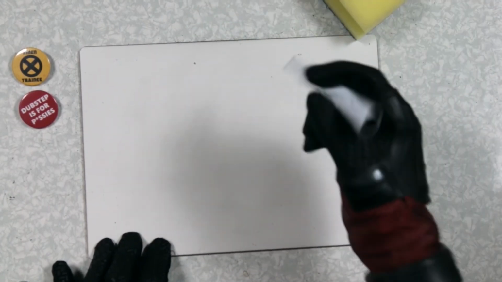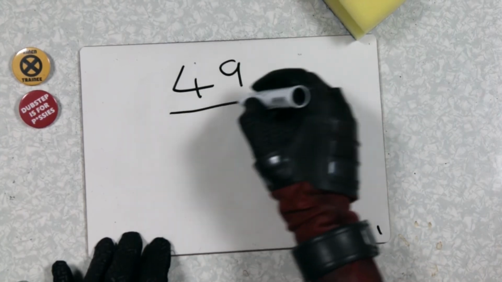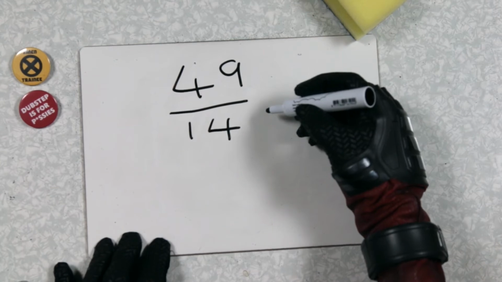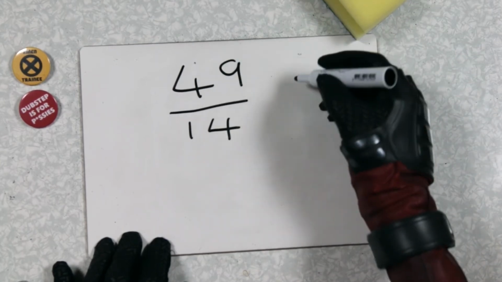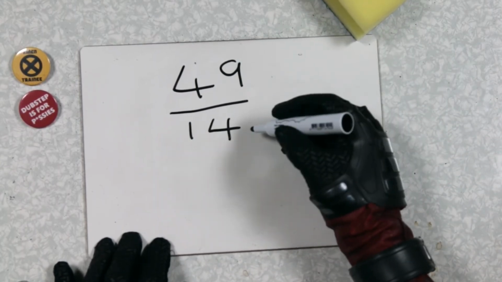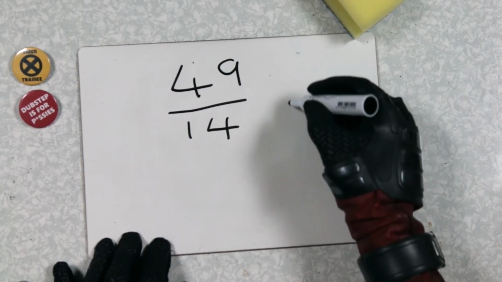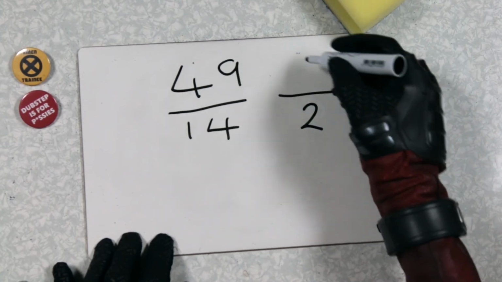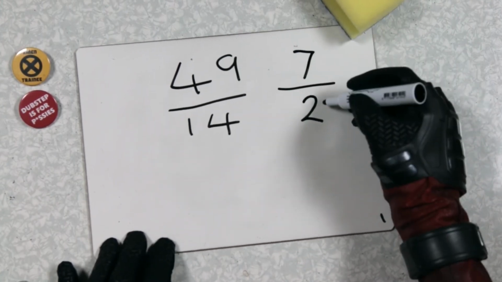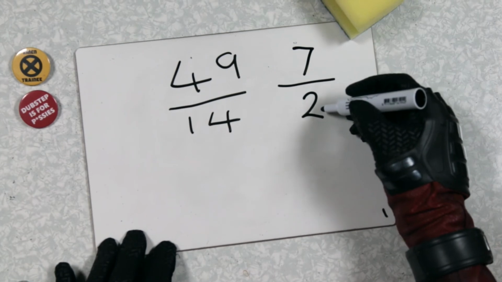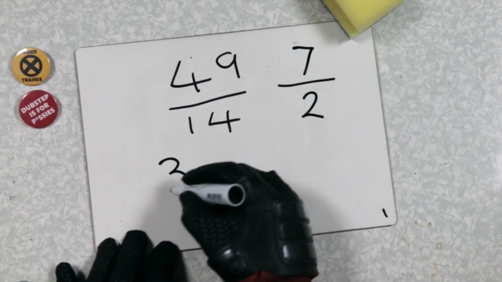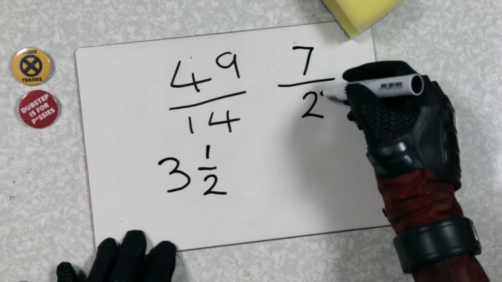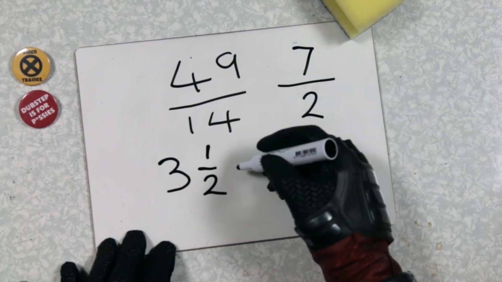It also works with improper fractions. Let's say we have 49 over 14. Can you see a number that goes into both of those? Okay, well, what goes into 14? Well, we have 2, we have 7. Let's try that. 7 goes into 14 2 times, and 7 goes into 49 7 times. 7 over 2. Now, let's convert that into a mixed fraction. 2 goes into 7 3 times, with 1 left over. So, 49 over 14 is the same as 7 over 2 is the same as 3 and a half.